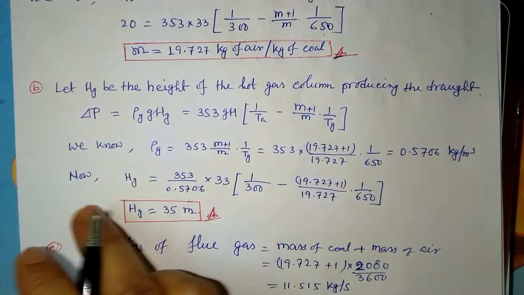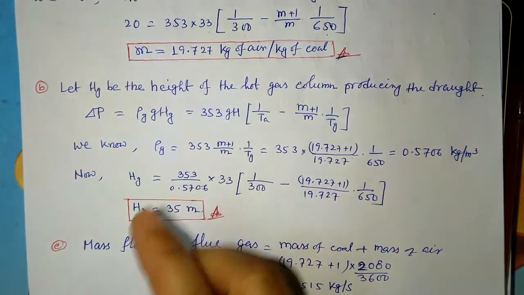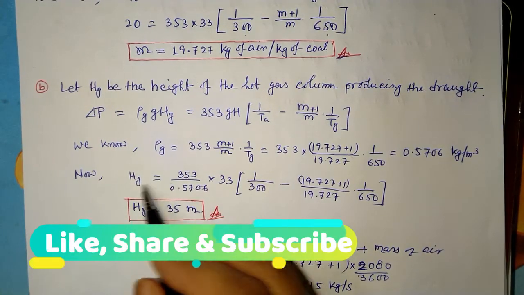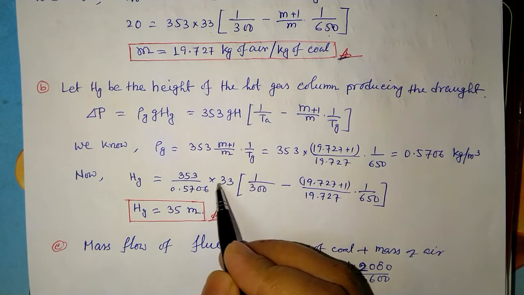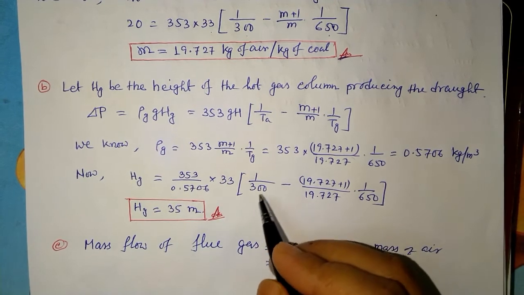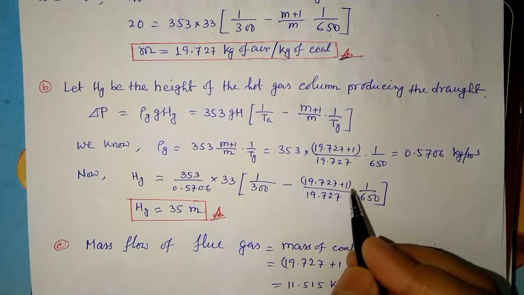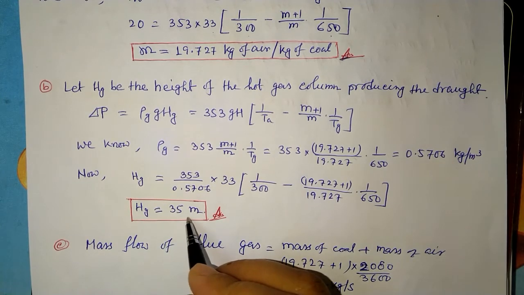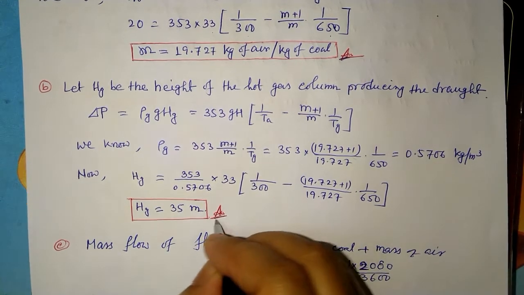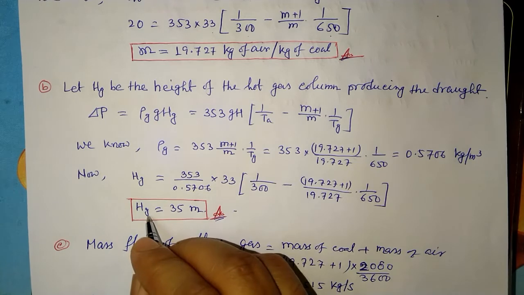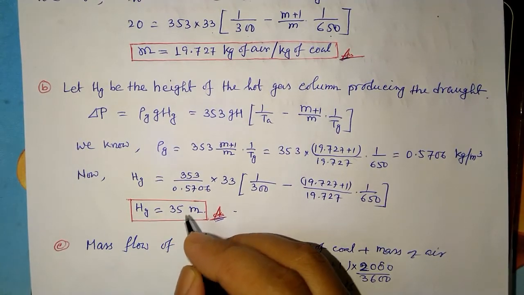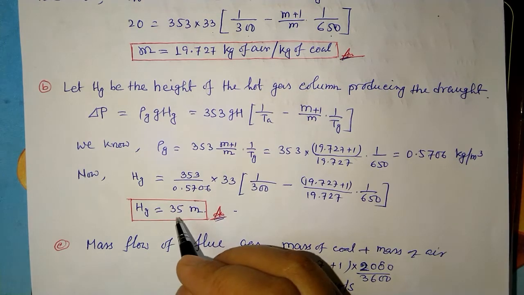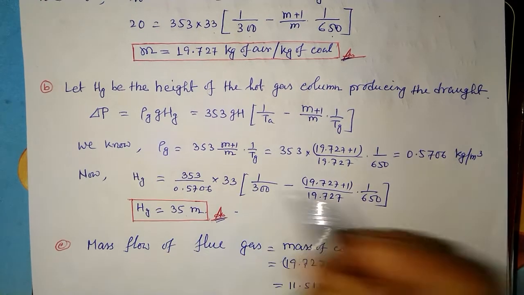Now from this equation we can write that Hg is equal to 353 by 0.5706 into 33 into 1 by this value. If we put it in, we get Hg is equal to 35 meter. So this is our second answer. Keep it in mind, this Hg is our theoretical Hg, but the actual Hg is 10% of this Hg. Okay, so let's see.